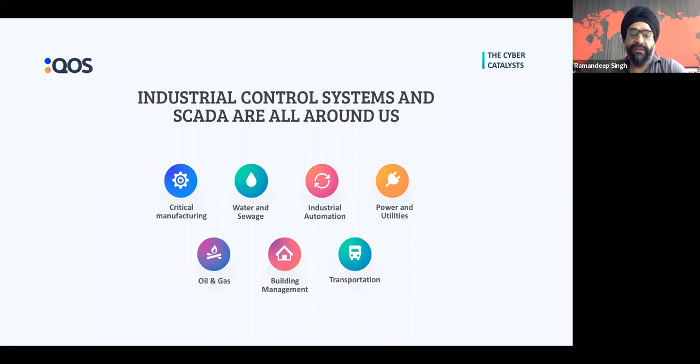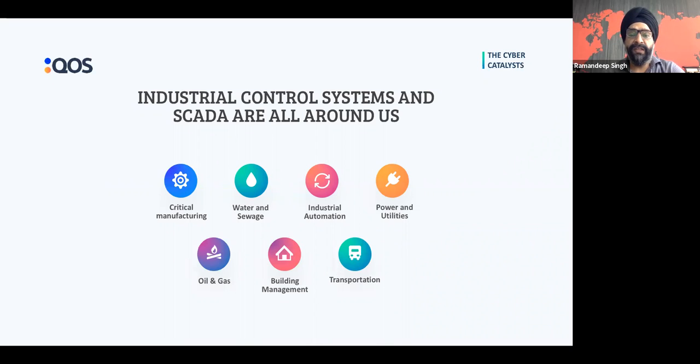Whether it is critical manufacturing or industrial automation, for any kind of production of equipment or production of any materials, whether production of commodities which we use every day, etc. This all gets covered under industrial functions.